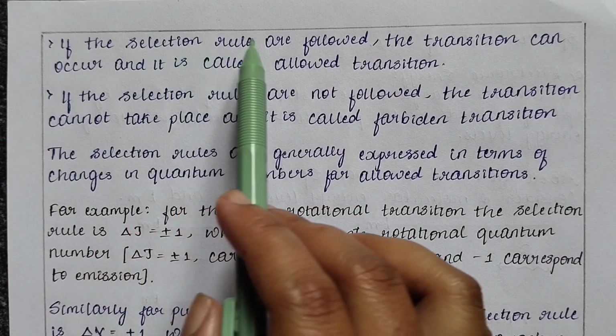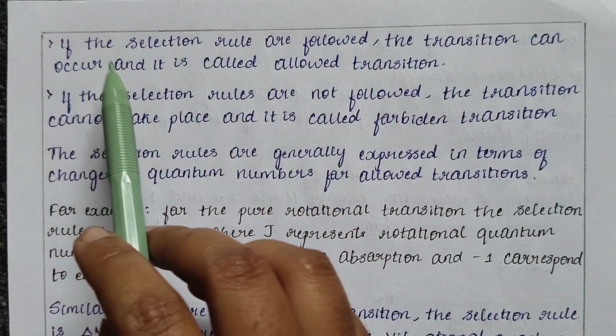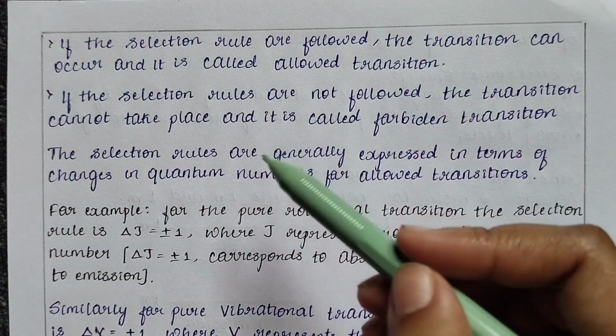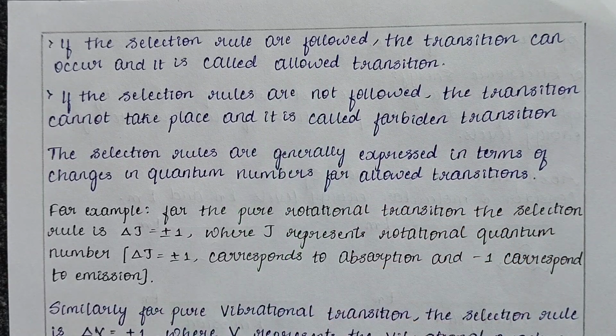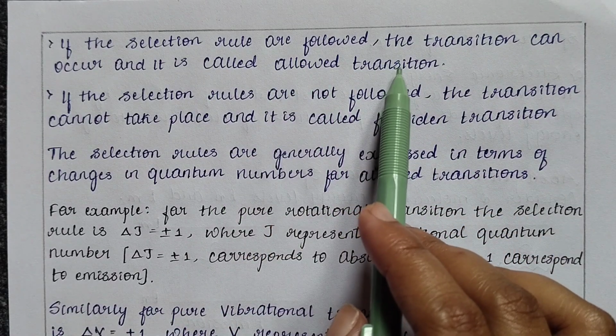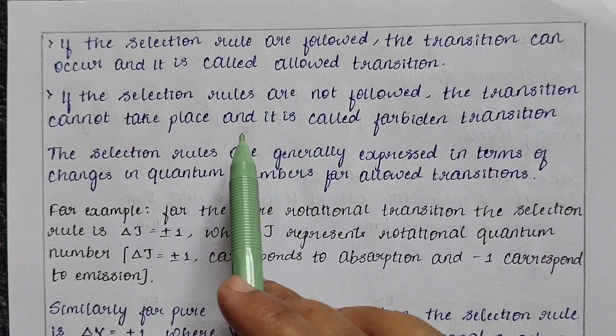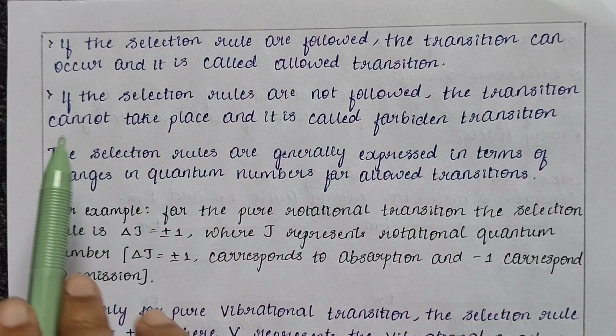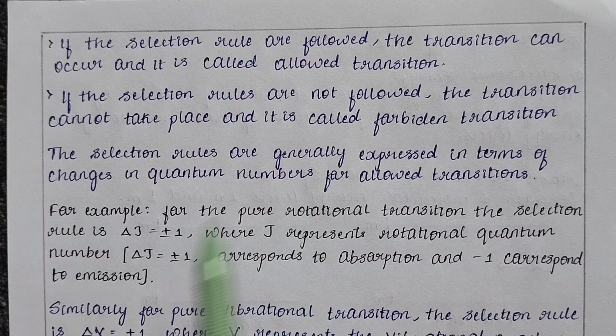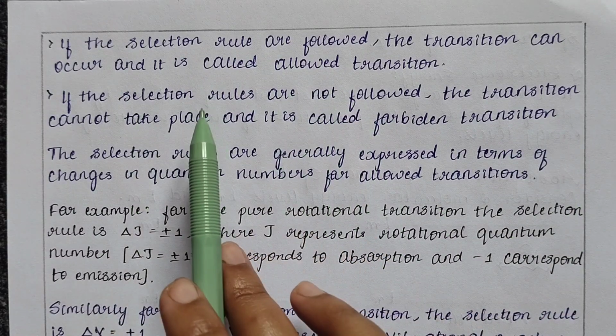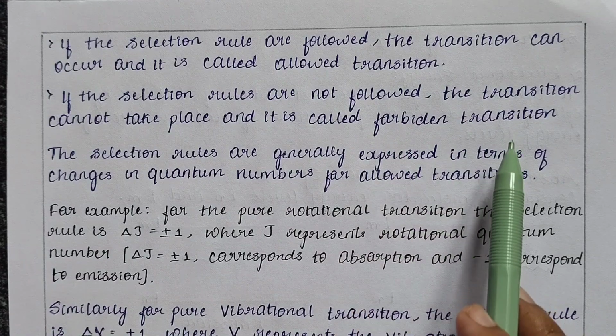If the selection rules are followed, the transition can occur and it is called an allowed transition. If the transitions are allowed, then the term we define is allowed transition. If the selection rules are not followed, there are certain selection rules which need to be followed. If the transitions cannot take place, it is called a forbidden transition. If any transition does not obey the selection rule, it is called a forbidden transition.